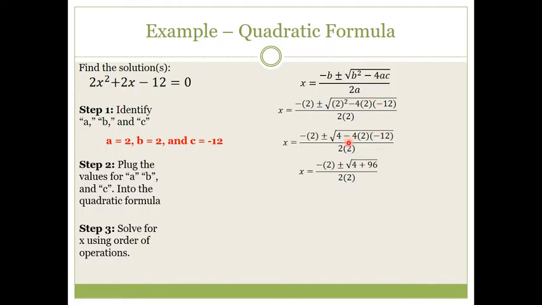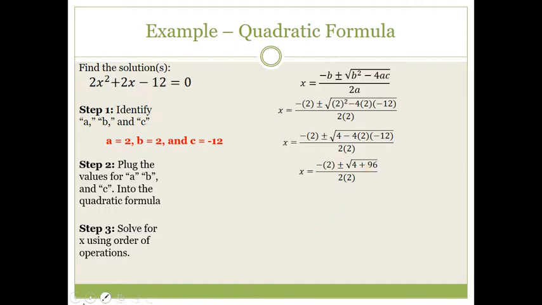All right, so in this case we have negative 4 times 2, which is negative 8. But then we're going to take negative 8 and multiply it by negative 12, which is positive 96. So that's why I write plus 96 here, not minus. Okay, so be careful of that when you're using the quadratic formula.